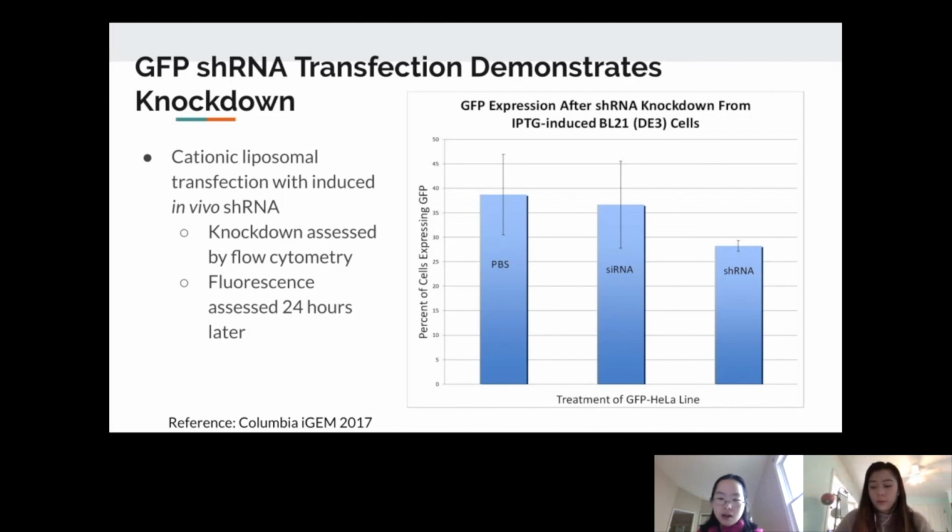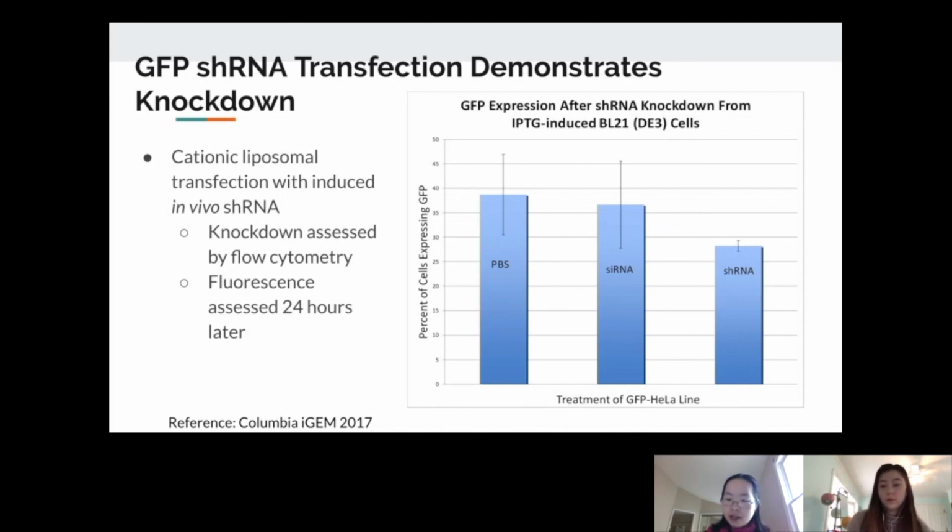So we used liposomal transfection with induced in vivo shRNA. So what we did was we had our bacteria produce a ton of this shRNA. We extracted the shRNA, and then we used liposomes to fuse them. Basically, they're small lipid droplets that you can use to deliver shRNAs into mammalian cells. So then we assessed the knockdown effect, the decrease in GFP fluorescence.